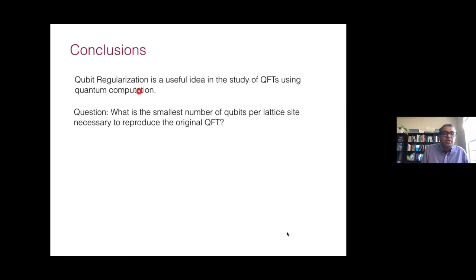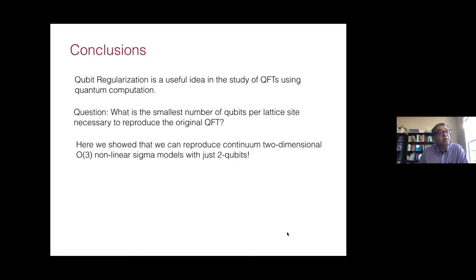So I hope I convinced you that qubit regularization is a useful idea to study quantum field theories. And it is very important to think about quantum field theories in this language before we start thinking about quantum computation. Only then will we know what theories make sense. A question, of course, is what is the smallest number of qubits per lattice site necessary to reproduce the original quantum field theory? Now, notice there was no guarantee that n equals 2 would have worked. This gives us hope that maybe there's something deeper going on, that with the right kind of model or structure of the Hamiltonian, we could reproduce this. So this was, I think, a helpful example, which will maybe motivate us to think about other quantum field theories.